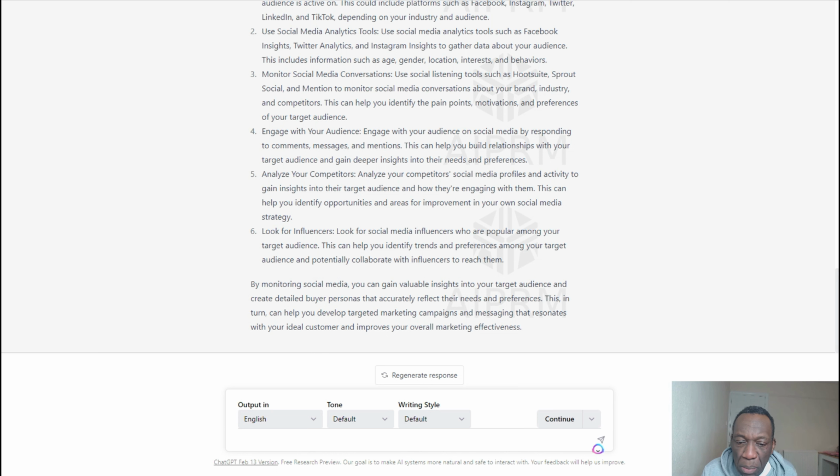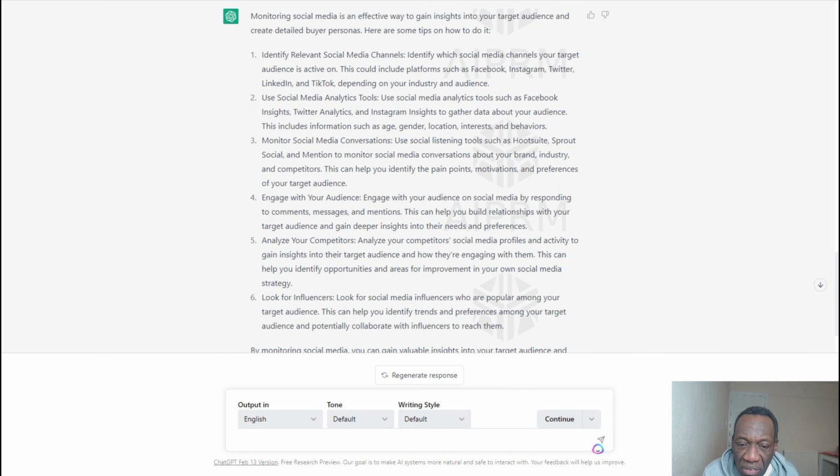And so it comes up with a number of these instances. It says identify relevant social media channels. So if, for example, you're into dog walking, or whatever niche you're into, identify the channels your target audience is active on. This could include platforms such as Facebook, Instagram, Twitter. Use social media analytics tools such as Facebook Insights, Twitter Analytics, and Instagram Insights. So that's very good. Monitor social media conversations, use social media listening tools such as Hootsuite. So you see, it's getting more specific now. It's giving you more information about what tools you could use.